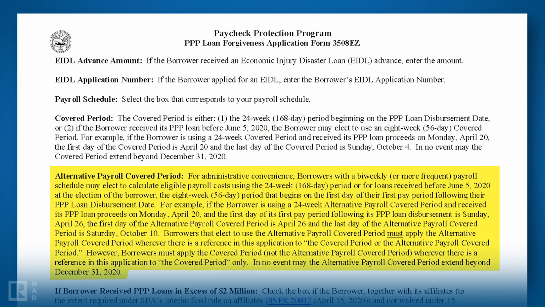The term alternative payroll covered period refers to the alternative time period a borrower may choose to calculate payroll costs eligible for loan forgiveness. A borrower with a biweekly or more frequent payroll schedule may choose the 24-week period that begins on the first day of the first pay period following the loan disbursement date. For borrowers that receive PPP loans before June 5, 2020, those borrowers may choose the 8 or 24-week period that begins on the first day of the first pay period after the loan disbursement date.